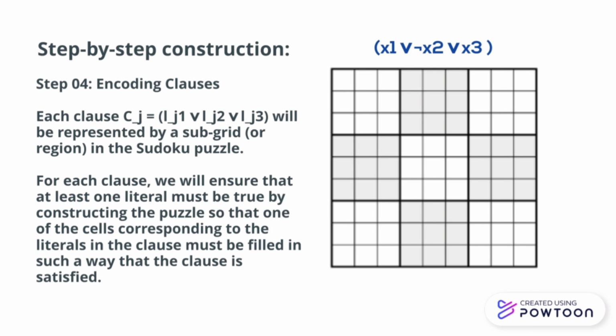We can do this by choosing 3 cells in the grid for the clause. For example, let's use cells C1, C2, and C3 for this clause, and link these clause cells to the literals. We will ensure that each of these clause cells is connected to the truth values of the literals x1, not x2, and x3 in the following way.